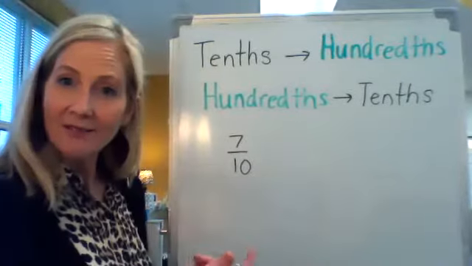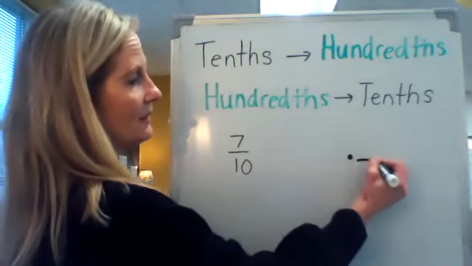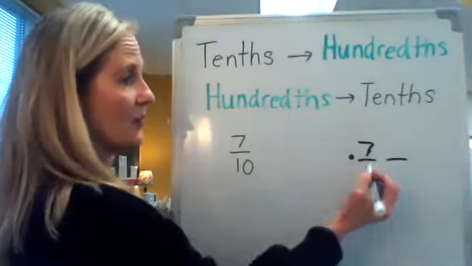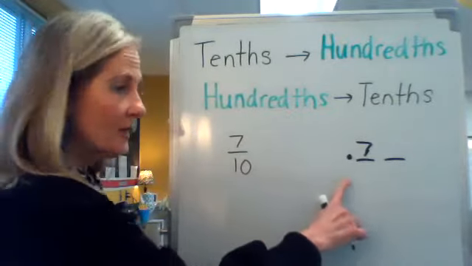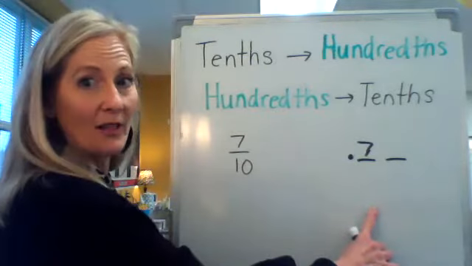So 7/10, how would I write that as a decimal? I would write it like that, right? And if you're ever wondering, always check and make sure. 7/10. If it lands in the tenths column, I'm going to call it tenths.